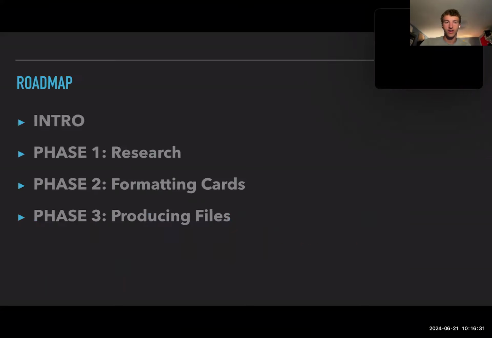So the roadmap for today: first, I'll do a brief intro on why we research, what is research. And then I'll go into the first phase of cutting cards, which is really just surveying the literature, finding that article you want to start cutting. The second phase is then formatting that card, and the final phase is producing files. So this is all three steps of debate evidence production.